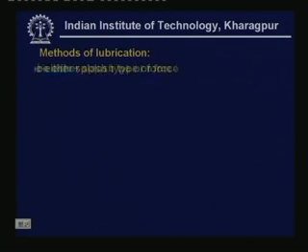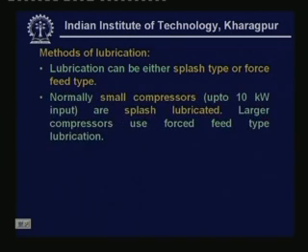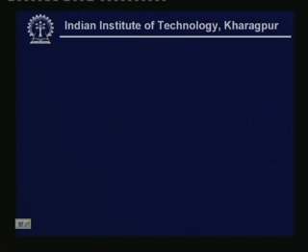And let me mention the methods of lubrication, and the lubrication can be either splash type or force feed type, and normally small compressors are splash lubricated and larger compressors are force feed type lubrication, okay. And in the force feed method of lubrication we use an oil pump for circulating the lubricating oil, okay. As the name implies, force feed means an oil pump is used which will be pumping the lubricating oil through the various gaps in the rubbing components, and generally this is used in larger systems.